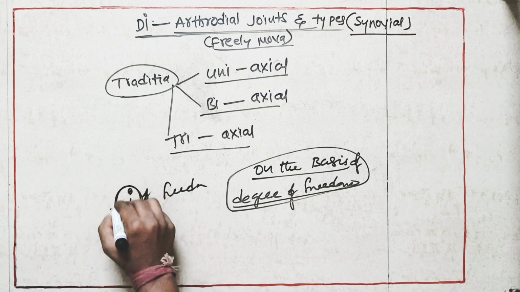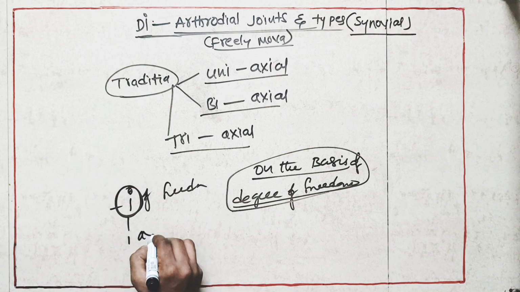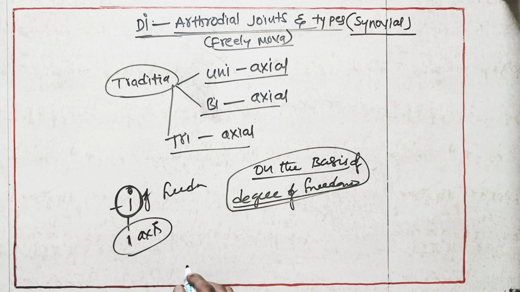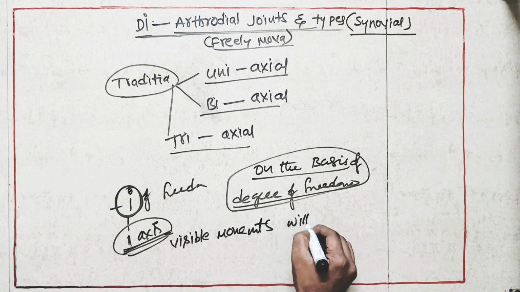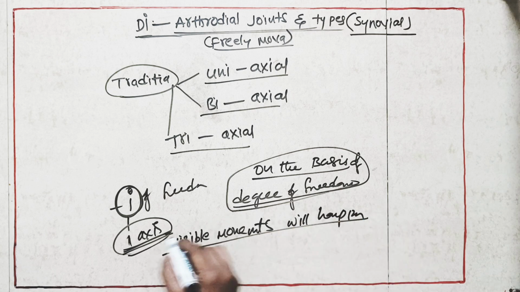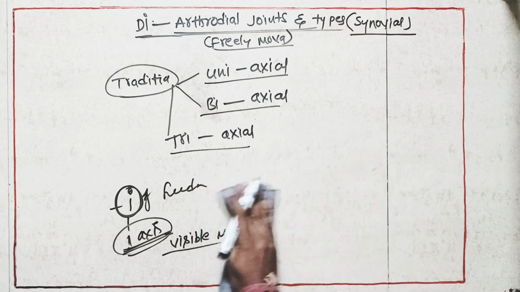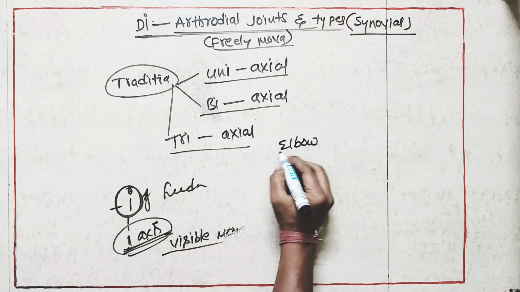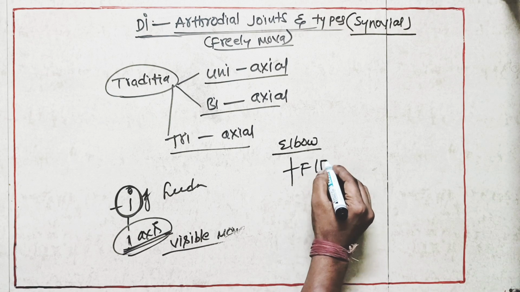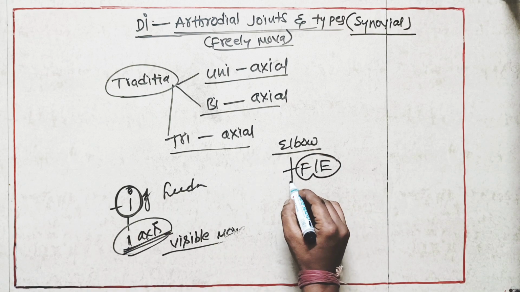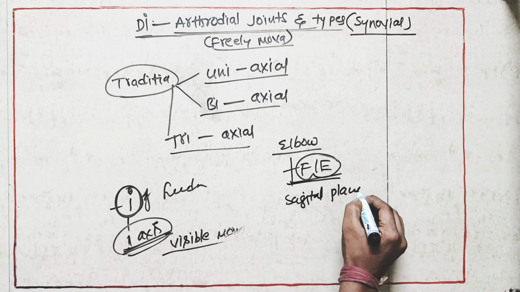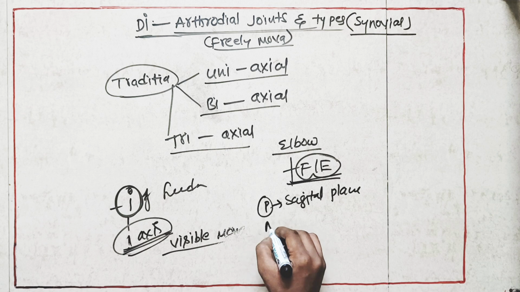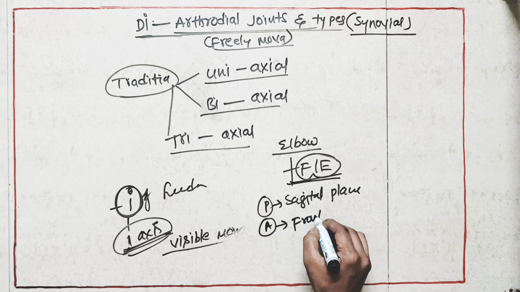One degree of freedom means only one axis will be present on that joint, and in that one axis visible movements will happen. What does one axis visible movement mean? Suppose we take elbow joint movements: we have flexion and extension. Only two movements. These two movements happen in which plane? Sagittal plane. And which axis? The frontal axis.